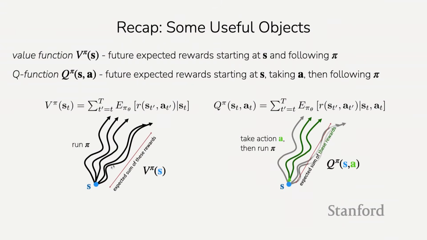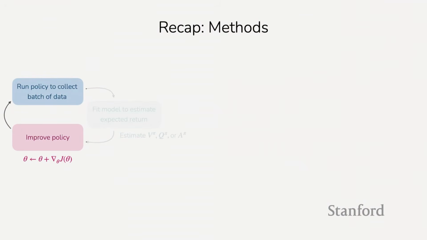And you've seen these diagrams a couple times where you can think about value as the sum of future rewards from the state, and the Q function as the sum of future rewards from the state and action. We've talked about a couple methods so far.